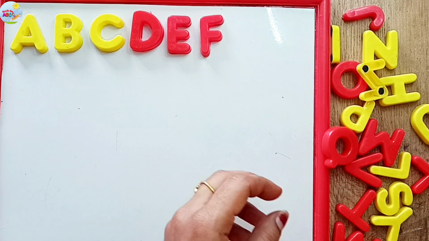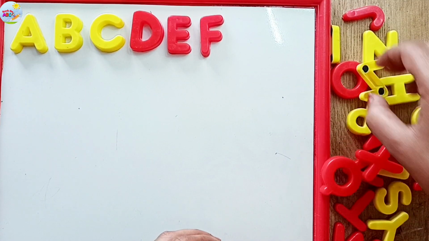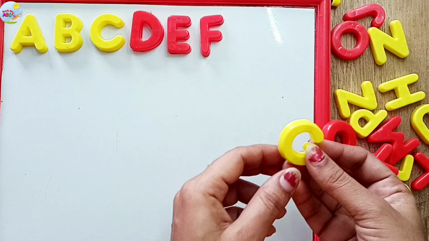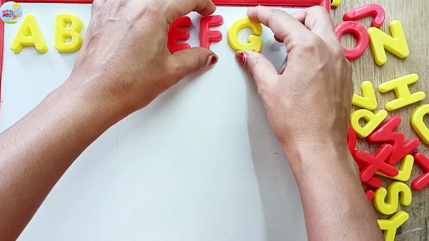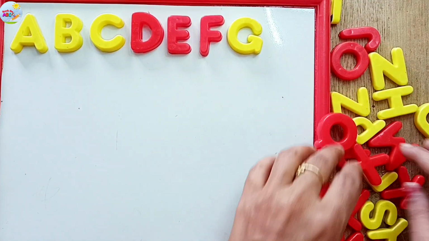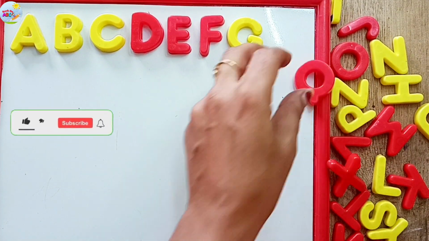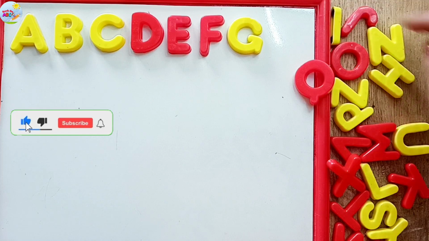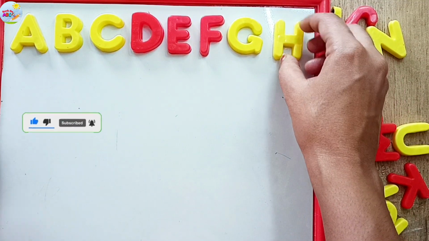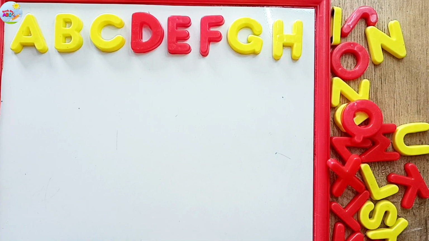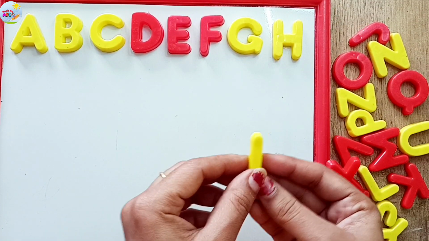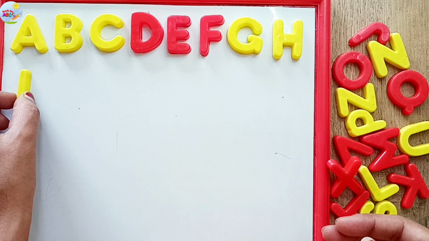Next is G. Where is G? Anybody? Can you find it? Oh, I got the G. This is G. Next, what will come after G? H. Where is H? Yes, this is H. I got the H. Now, next, I. Wow, this is I.